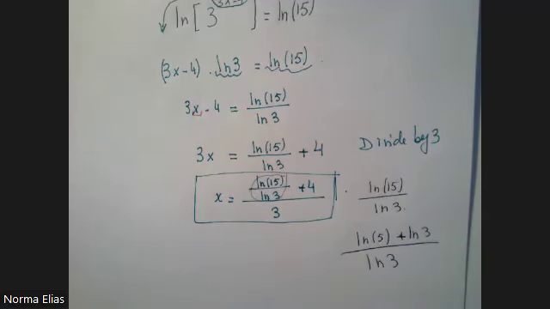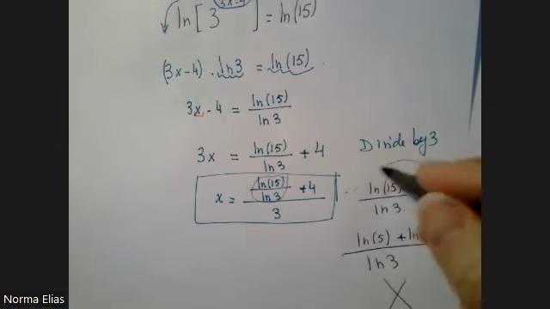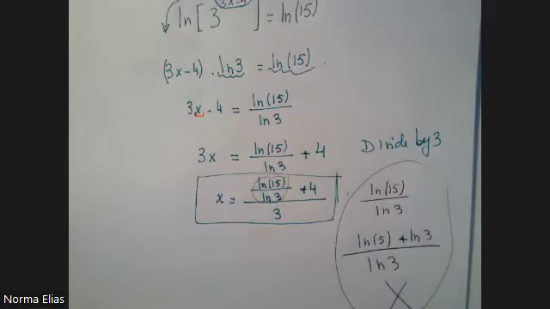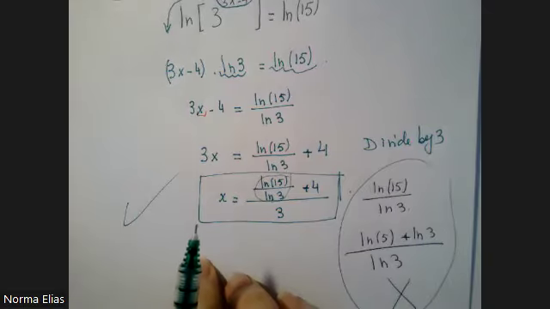Can we do anything besides this? What do you think? Say no or yes. Can we simplify this any further? Anyone? No, absolutely no. There is nothing we can do about this. So ln of 15 divided by ln of 3 has to stay as ln of 15 divided by ln of 3. The most you can do is what Nathan said. Write it like this, but you cannot go any further. Very good.